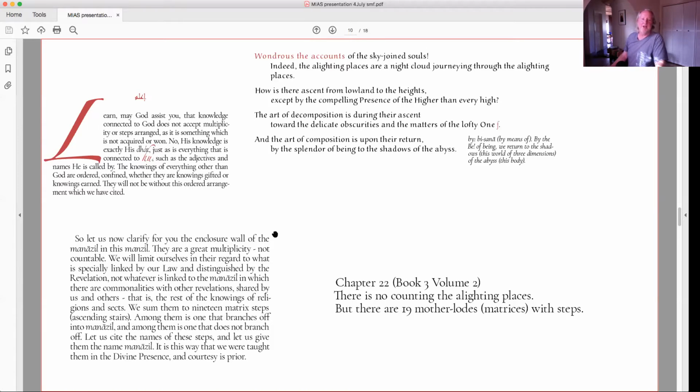Okay. So we sum them to 19 matrix steps, and among them there is one that branches off into other alighting places, and among them one does not branch off. So let us cite the names of these steps, and let us give them the name manazil. So we'll look at that now.